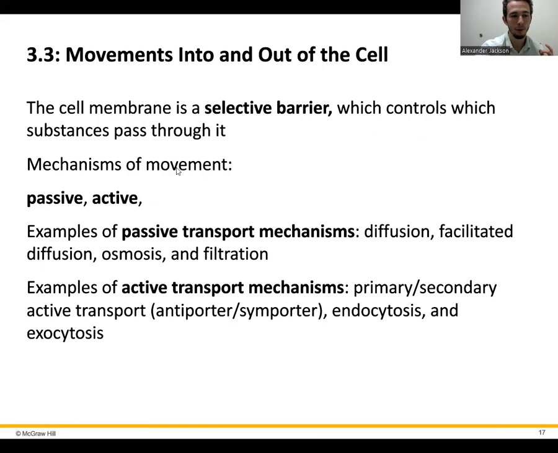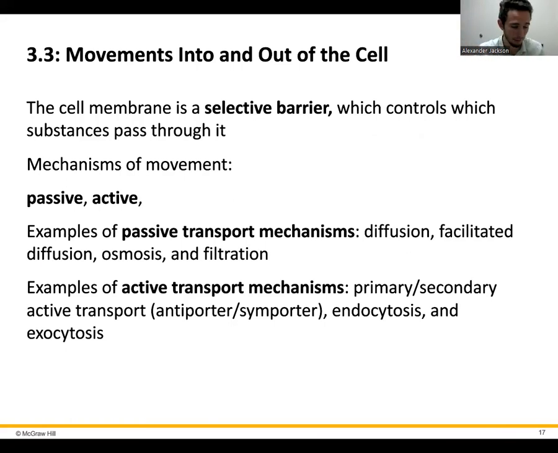Okay, now the motion itself is either passive or active. If you hear it's passive transport, that means it doesn't require energy. It passively moves from high to low concentration. So high to low concentration: if there's a lot of stuff here and a little stuff here, it's going to move towards where the little stuff is.